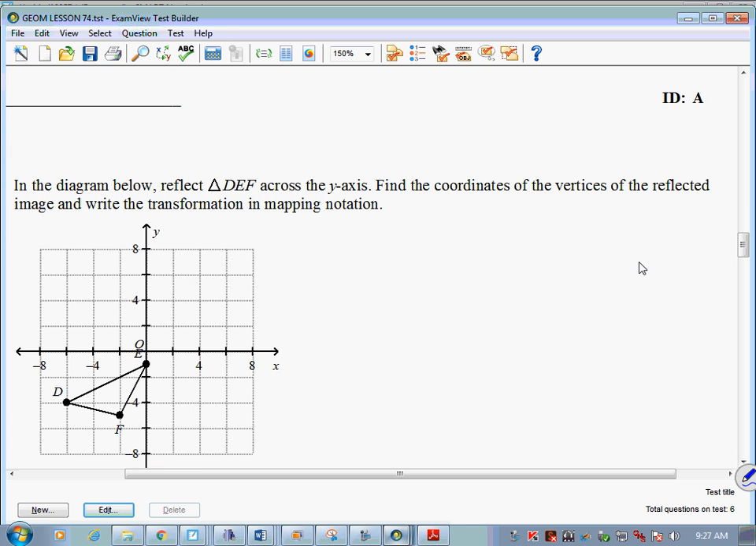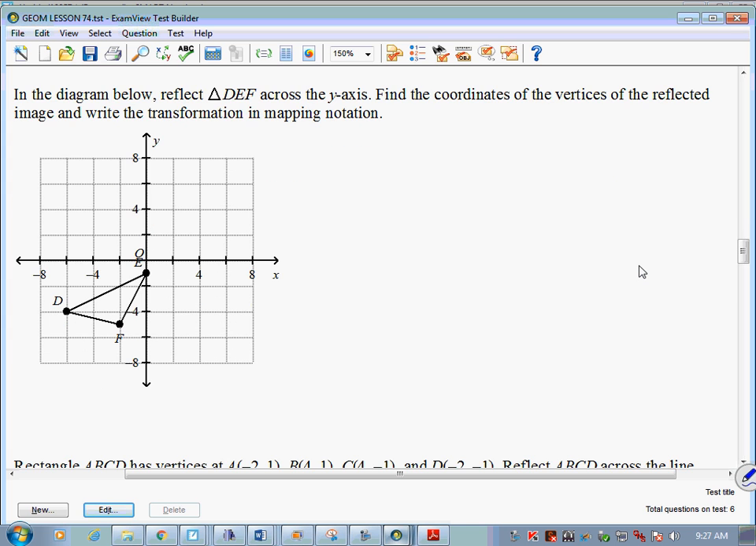Okay, come down here. I think we're on our last 2 questions, something like that. All right. In the diagram below, we want to reflect triangle DEF across the y-axis. Find the coordinates of the vertices of the reflected image and write the transformation mapping notation.